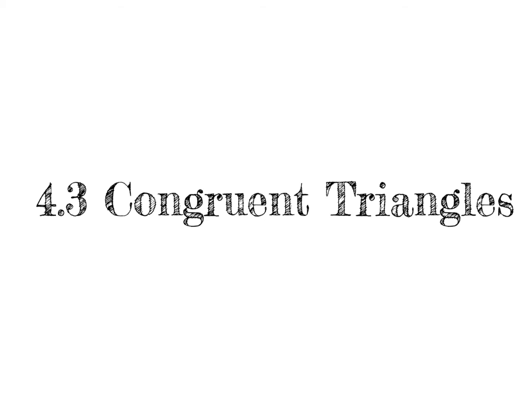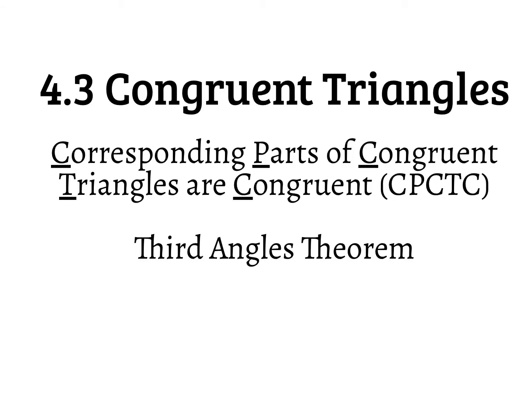We're going to be focusing mainly on two types of theorems: the corresponding parts of congruent triangles are congruent theorem, also known as CPCTC, and the third angles theorem. I'll explain what those two theorems mean, and we'll do a few examples of each. We'll even do some examples from the Schoology assignment, and then we'll call it a day.